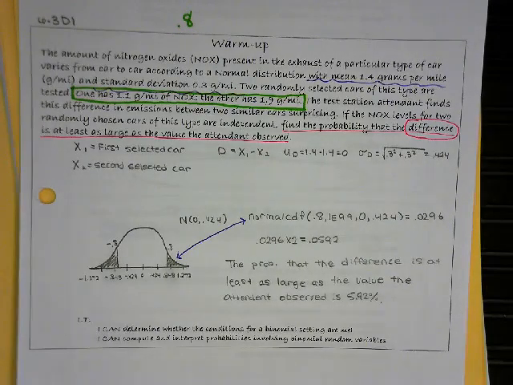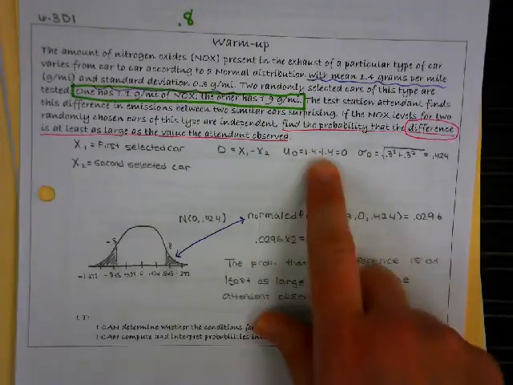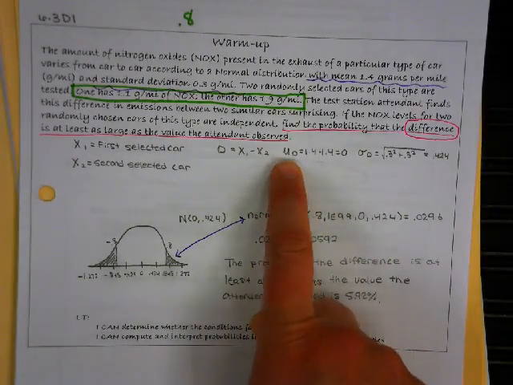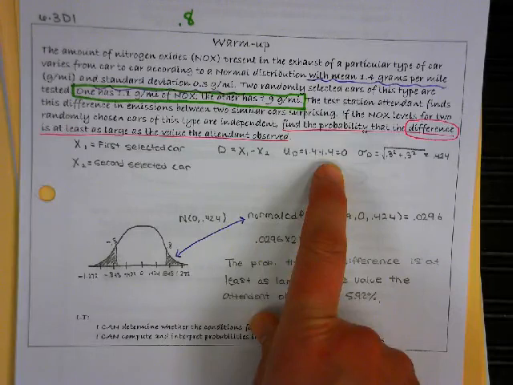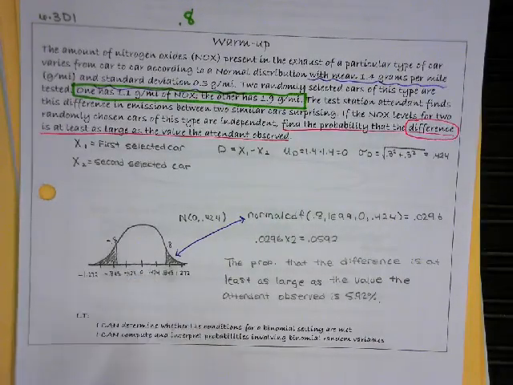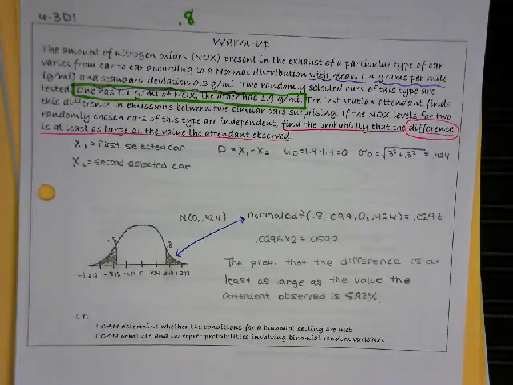Questions? Calvin? I'm sorry. Right here, it says 1.4. The mean difference is 1.4 minus 1.4, which is 0, which is why her normal curve is centered at 0. Any other questions?